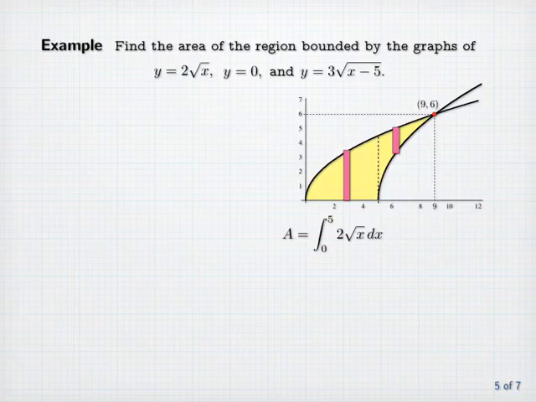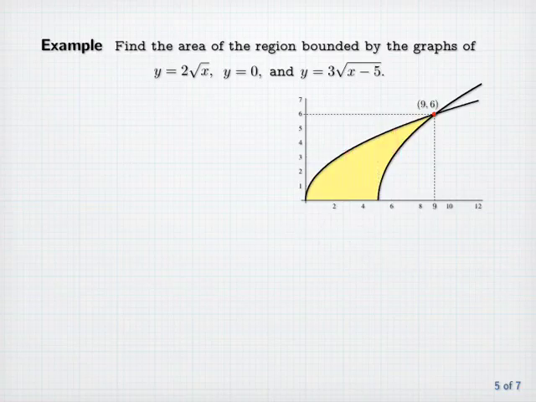And to get the area of the right part of the region, we'll integrate from 5 to 9 the y-coordinate on the top curve, which is 2 times the square root of x, minus the y-coordinate on the bottom curve, which is 3 times the square root of x minus 5. Now these are not difficult integrals to do, but there's a simpler approach here that will allow us to capture the entire area with one integral.